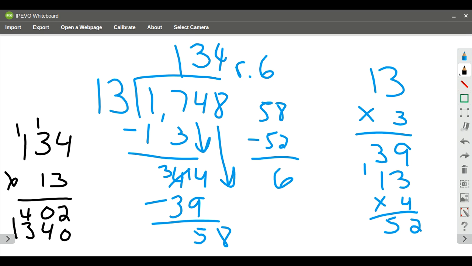Now I'm going to add those together. 2 and 0 make 2. 4 and 0 make 4. 4 and 3 make 7. 1 and 0 make 1. And then I need to add in my remainder. And I end up with 1,748.